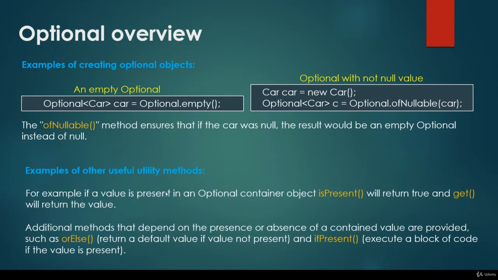For example, if a value is present in an Optional container object, then the isPresent method will return true and the get method will return the value itself. Additional methods that depend on the presence or absence of a contained value are provided as well, such as the orElse method that returns a default value if the value is not present, and the ifPresent method that executes a block of code if the value is present. So this is why this Optional wrapper class is extremely useful in order to avoid null pointer exceptions.